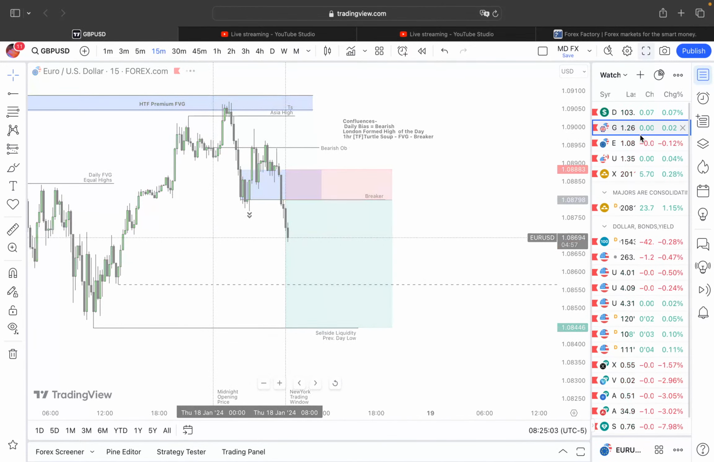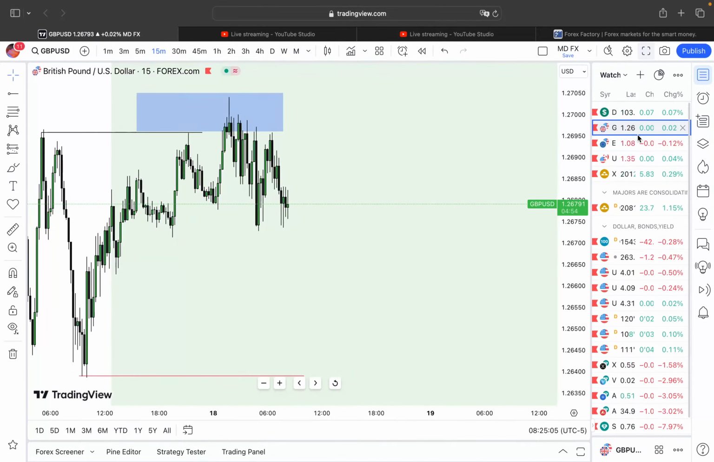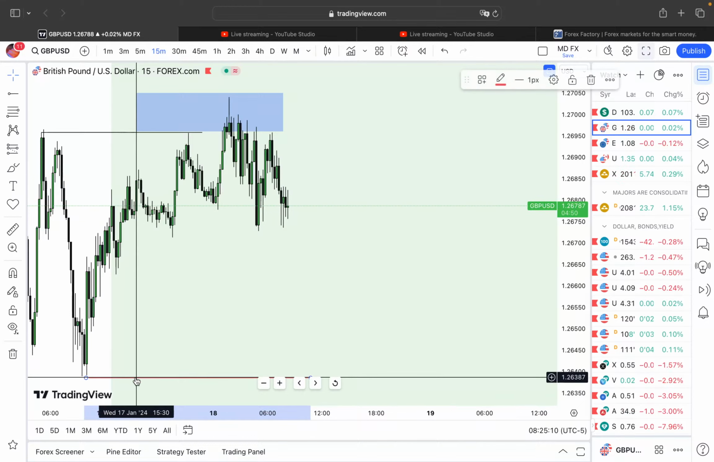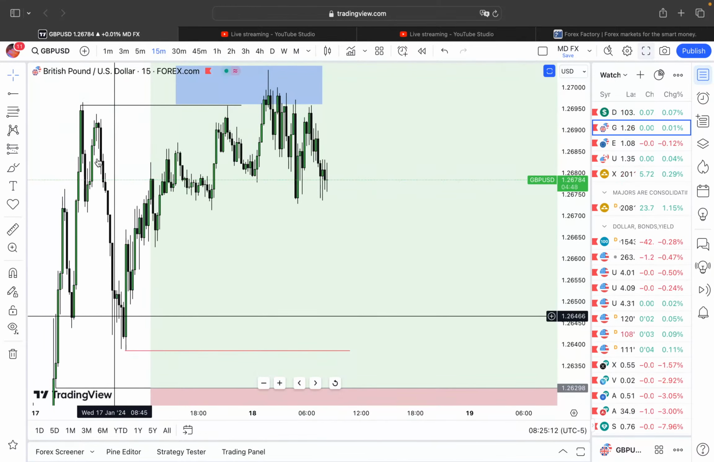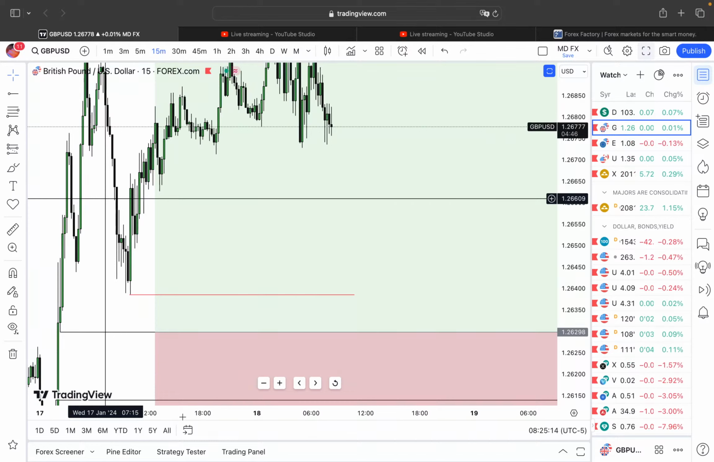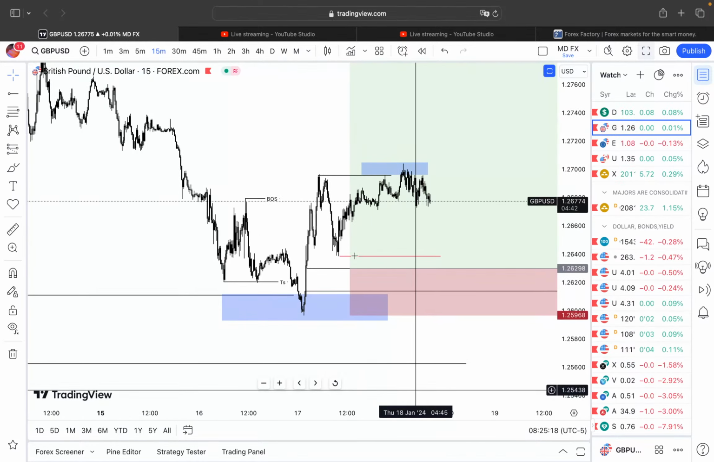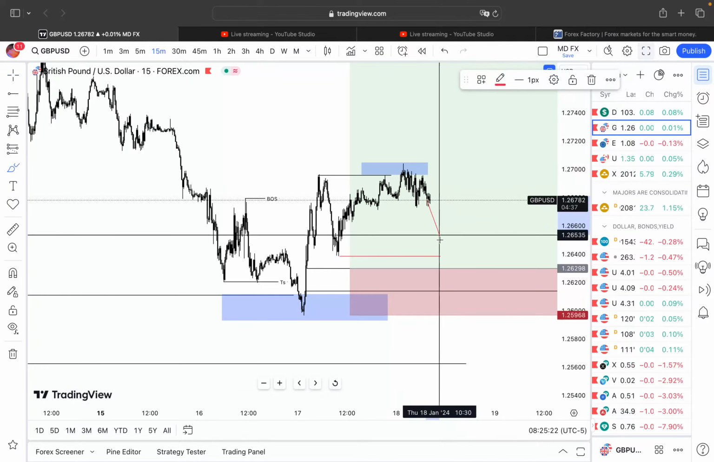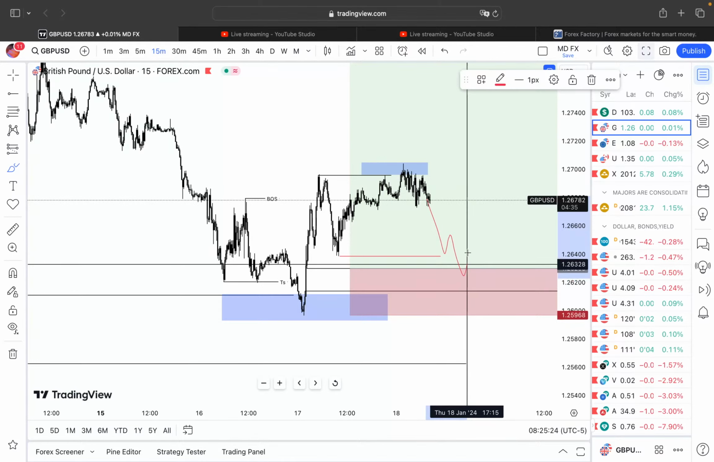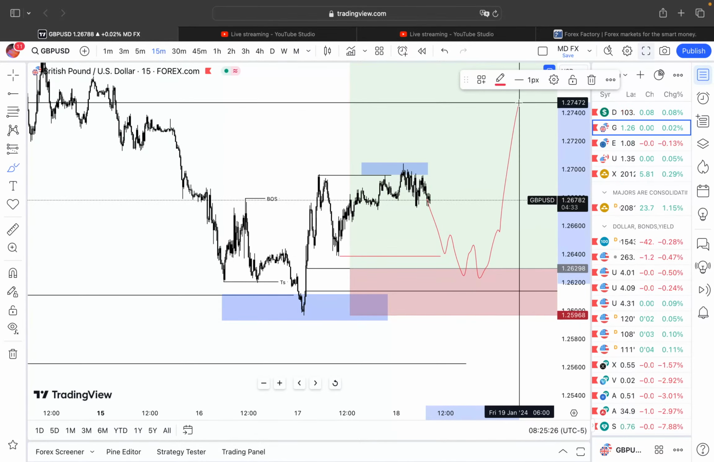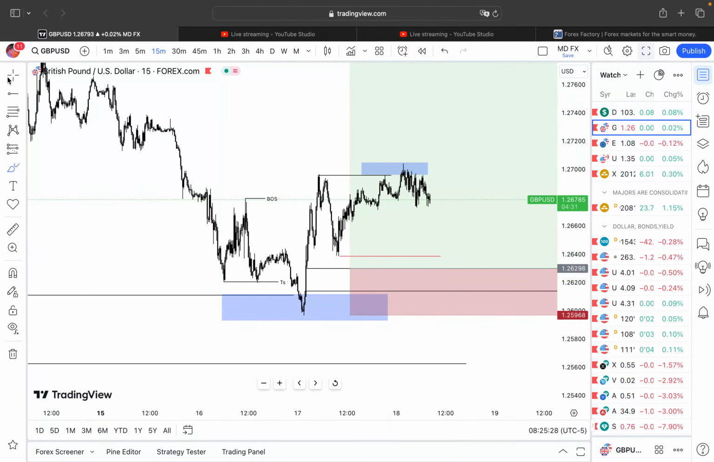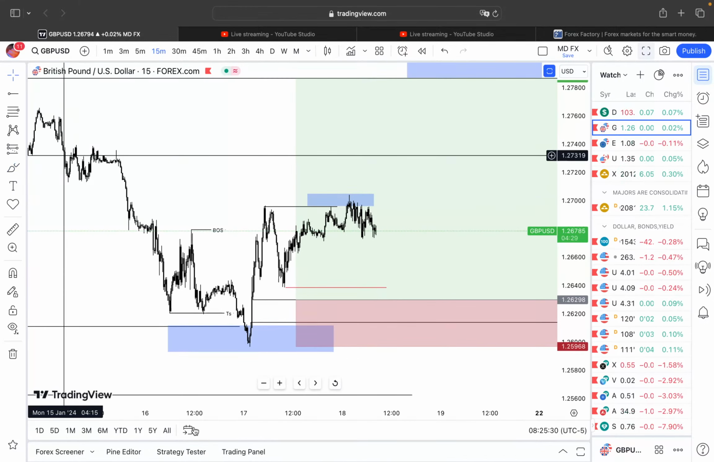MCG is definitely taking out this low with the news impact. Probably it will take out this low as liquidity to buy back upward. So something like this. Then yeah, something like that is bound to happen with GU.